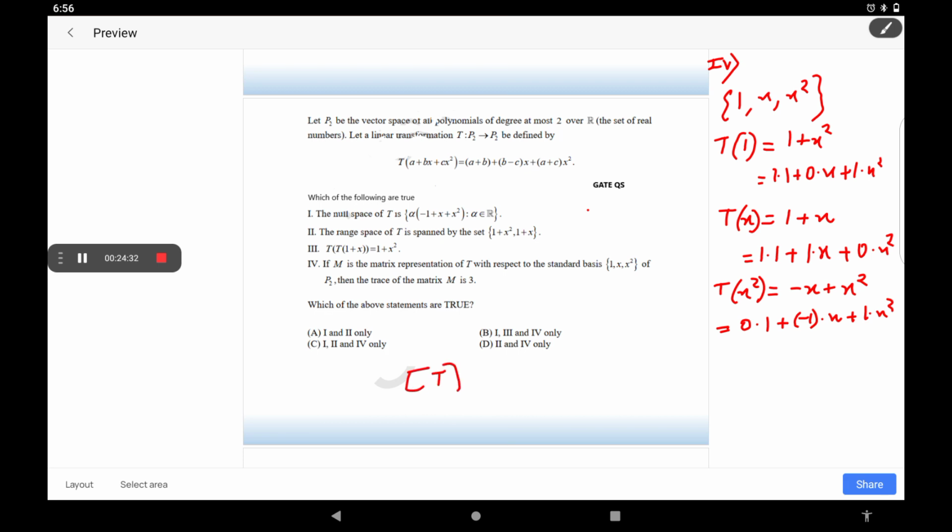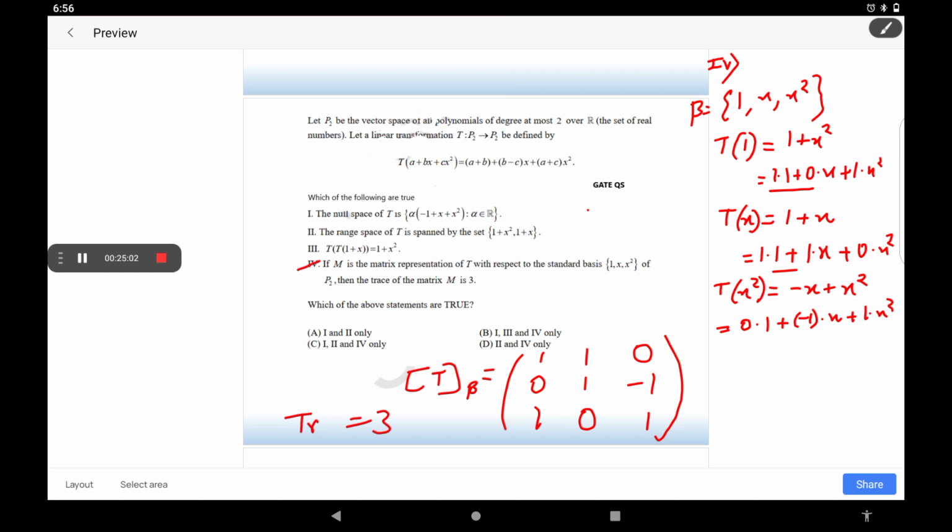So the matrix representation of T with respect to this ordered basis beta equals 1, 0, 1; 1, 1, 0; 0, minus 1, 1. So the trace of this equals 3. Option 4 is correct. So your choice is C.